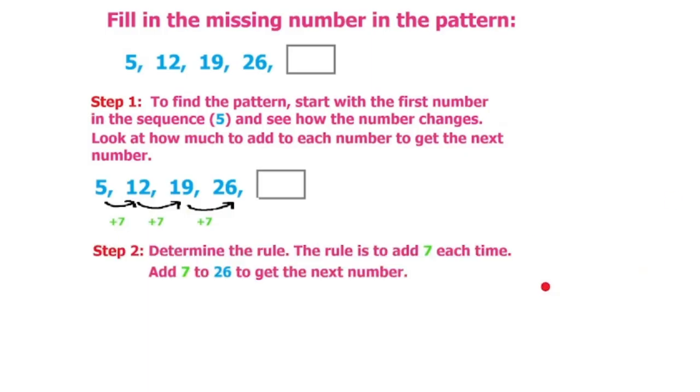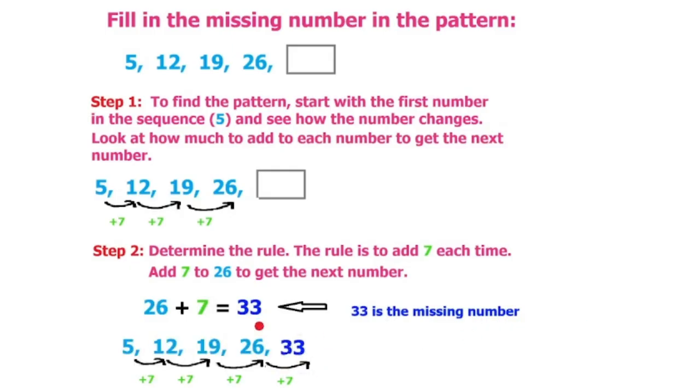So now, step 2, determine the rule. The rule is to add 7 each time. Add 7 to 26 to get the next number. So the next number is 26 plus 7, which is 33. 33 is the missing number.